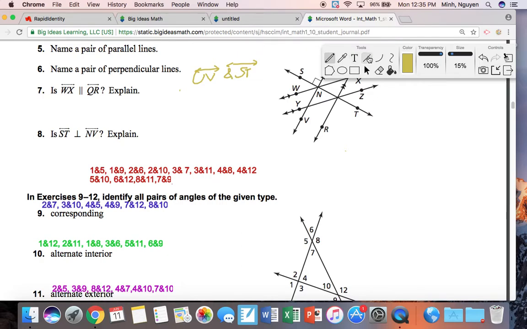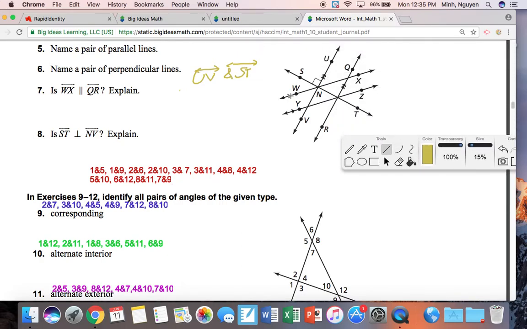Is WX parallel to QR? Oh, nope, they intersect. Is ST perpendicular to NV? Yes, there's a perpendicular symbol.